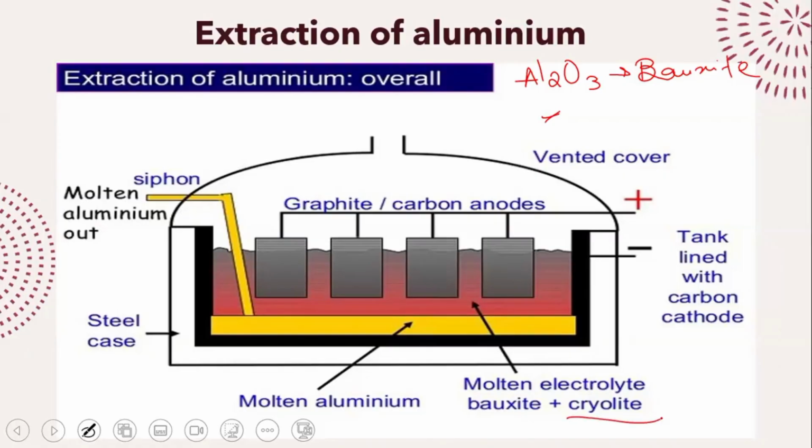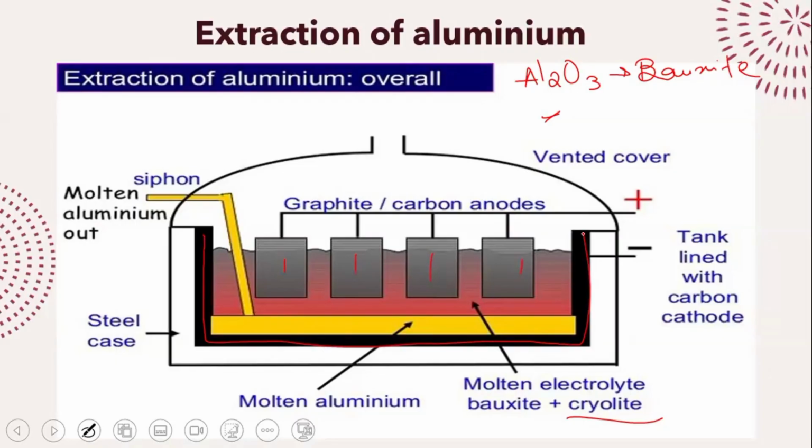For that, they use cryolite. Cryolite is a mineral that helps bring down the melting point, so aluminium oxide is going to melt at a lower temperature. Then they will place it inside the tank. These are all your anodes, and your cathode is present over here. Your cathode is lining the tank.